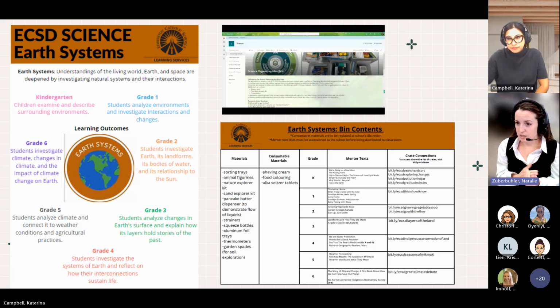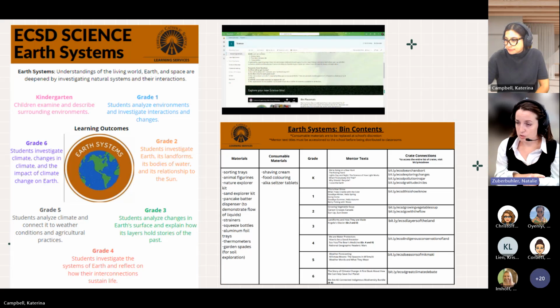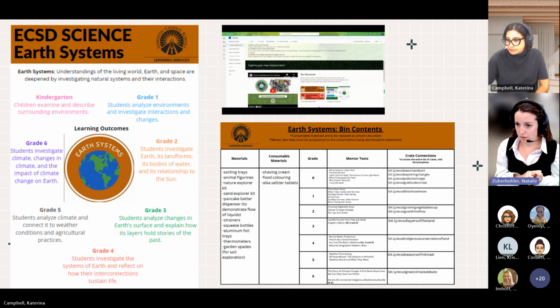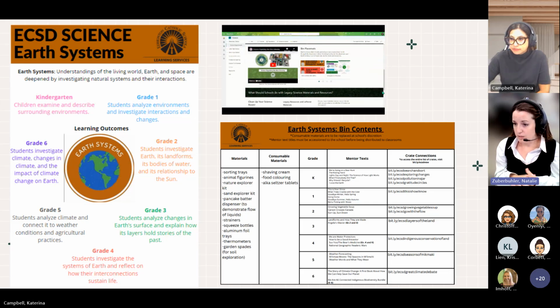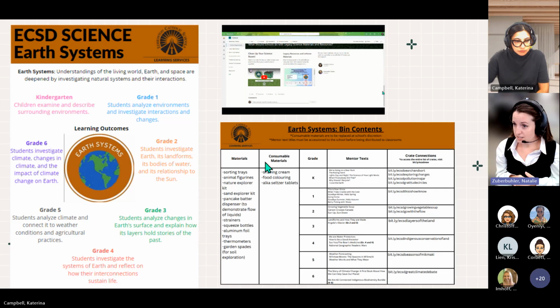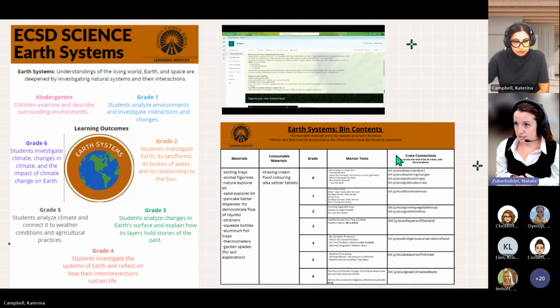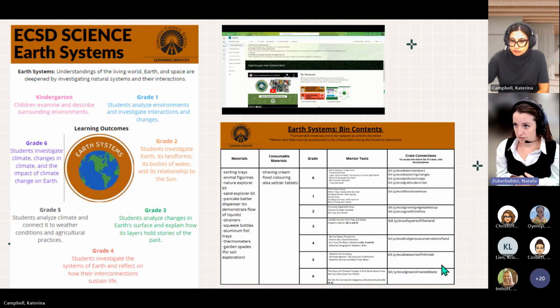So we have our list of materials there, the consumables, which are directly linked to curriculum crates. And then we do have grades, we do have mentor texts, and then we do have curriculum crates that will correspond with those mentor texts and with those materials.